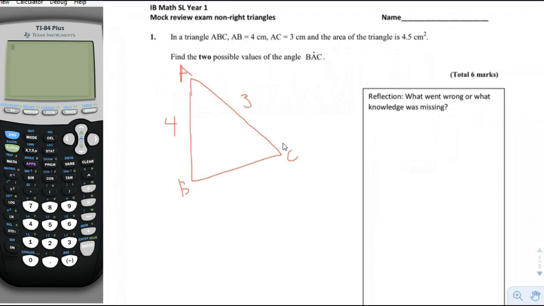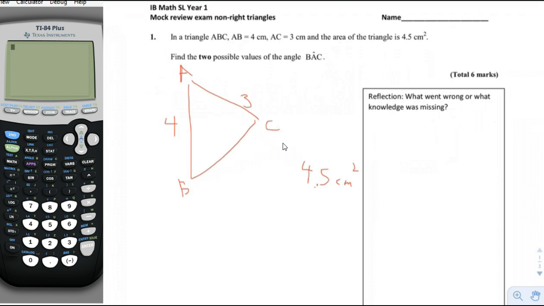I guess I'm going to adjust my drawing because one should be shorter than the other, right? And the area of the triangle is 4.5 centimeters. Now this should already give us a clue as to what equation we're going to use, because we only learned one equation having to do with the area of a triangle. But it says find the two possible values of the angle BAC.